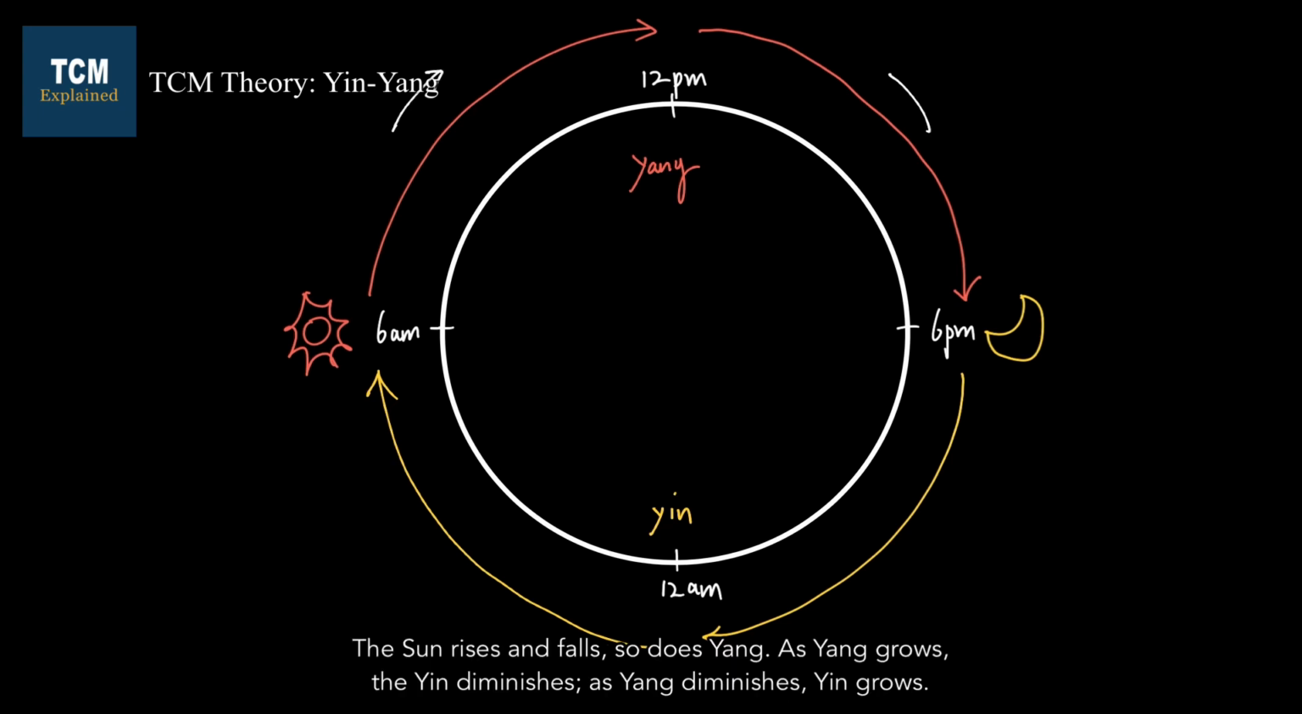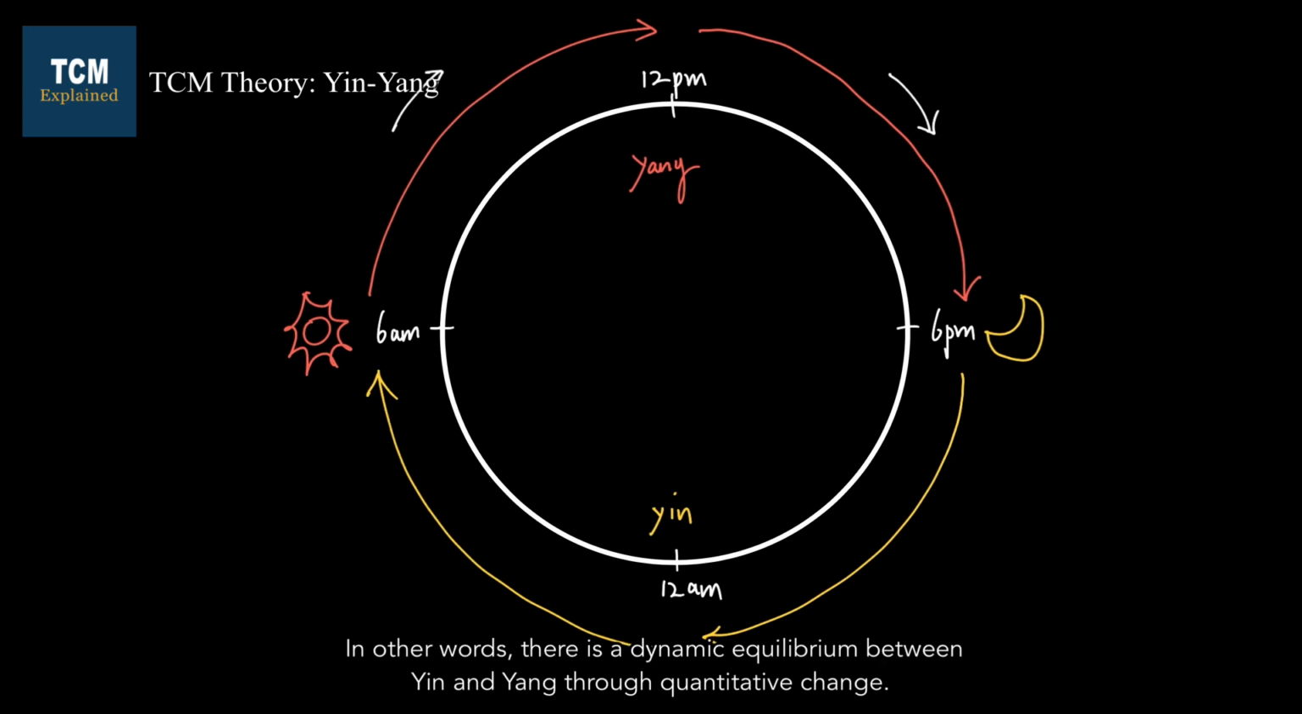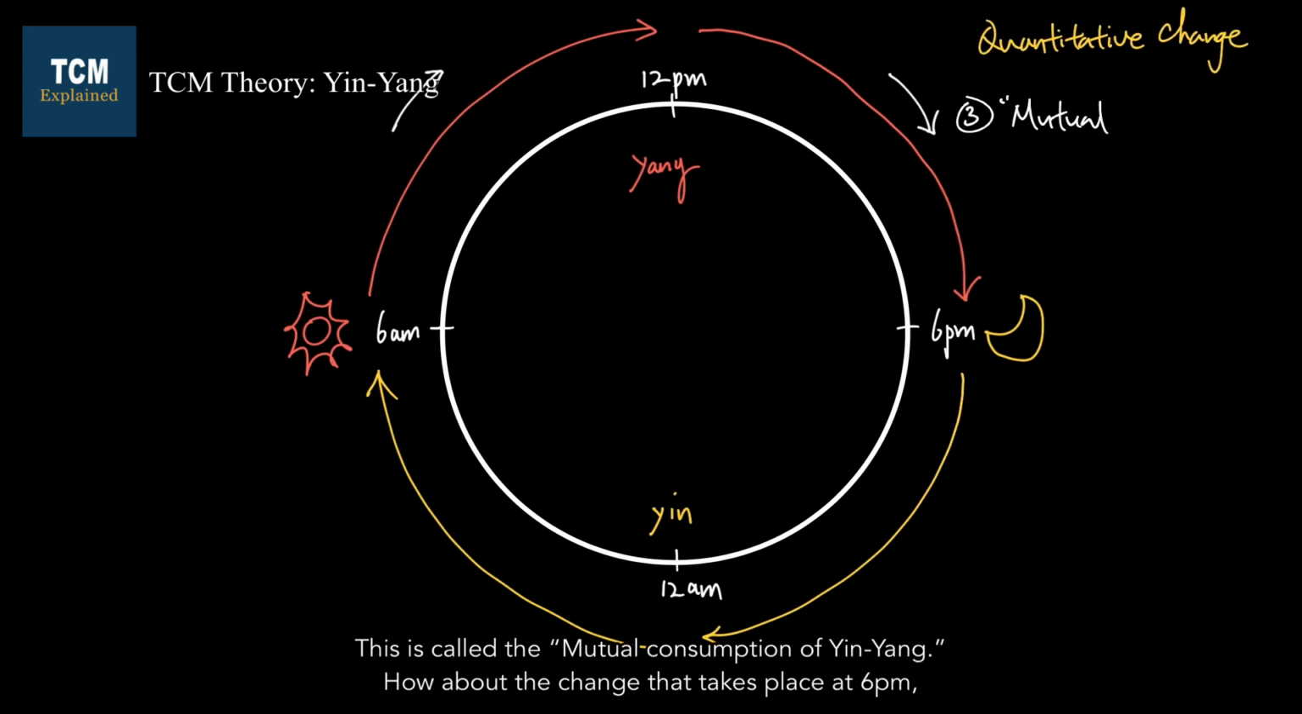The sun rises and falls, so does yang. As yang grows, the yin diminishes. As yang diminishes, yin grows. In other words, there is a dynamic equilibrium between yin and yang through quantitative change. This is called the mutual consumption of yin-yang.